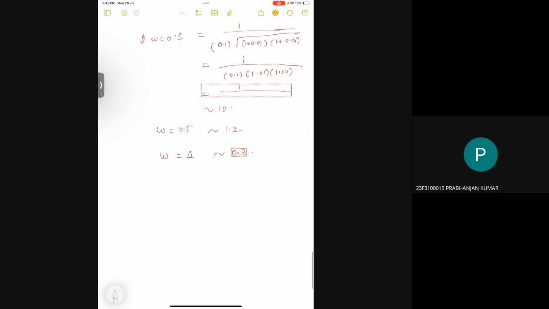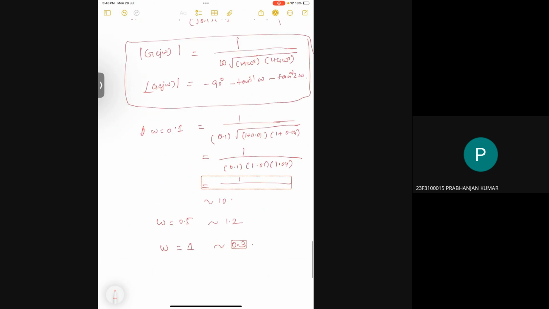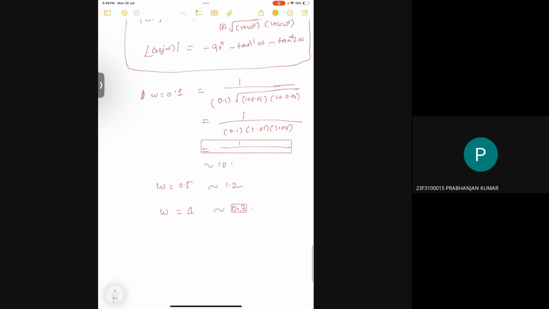And for the angle, similar to that, if you find for 0.1, it will be nearly minus 90 degrees. Then the angle would be nearly minus 170 degrees, or 162 degrees. So the angle would be nearly minus 200 degrees.